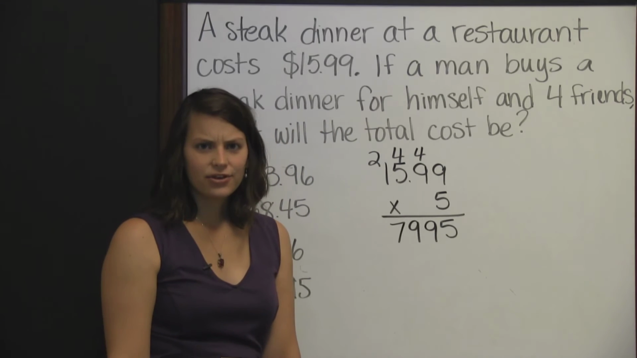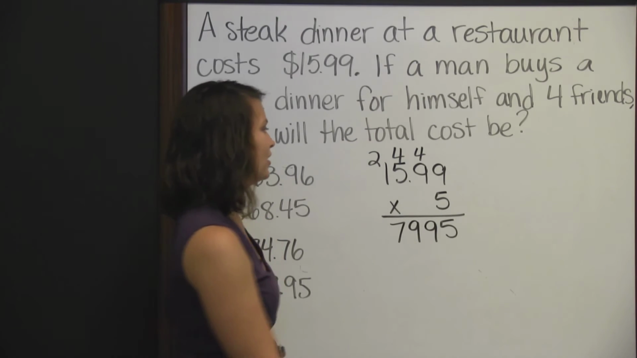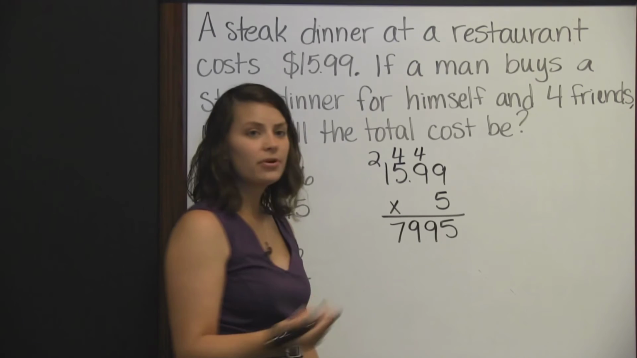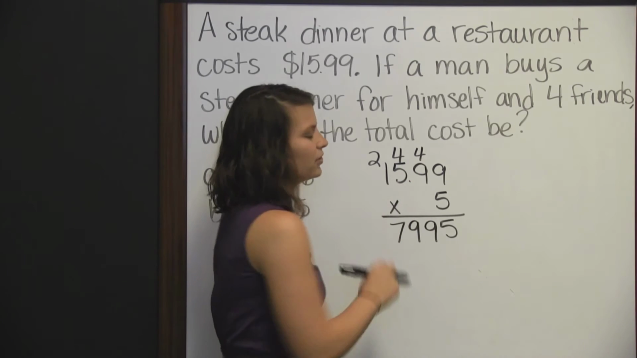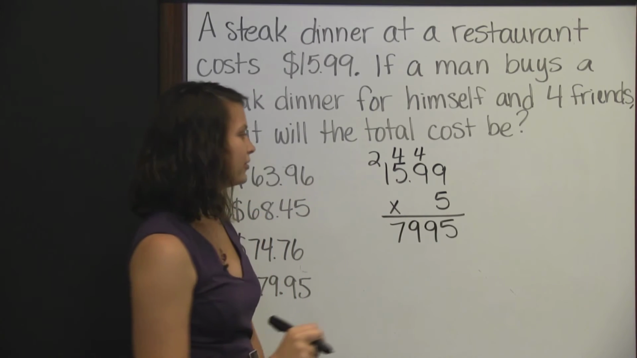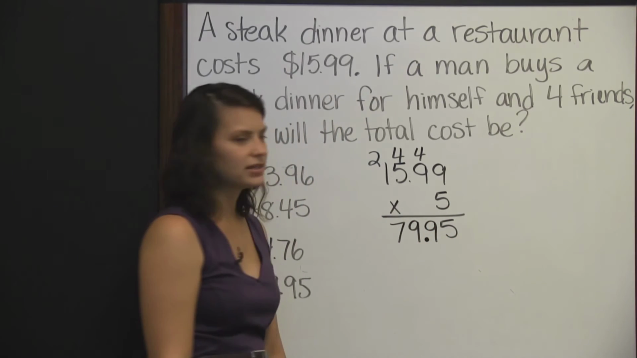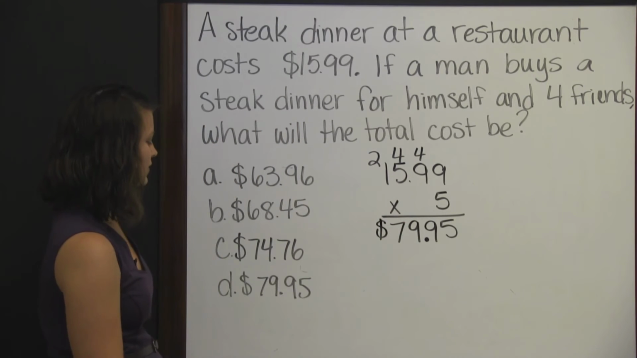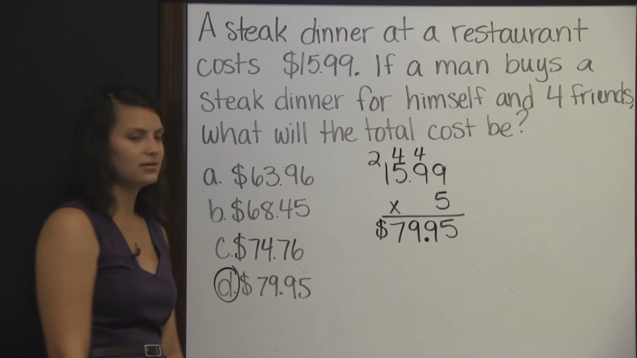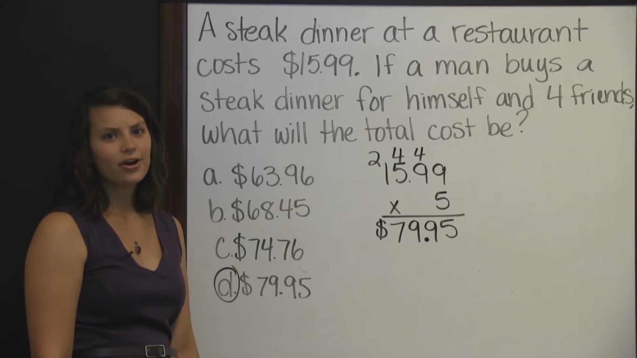And now looking at that answer, that looks way too big. And the reason for that is we haven't put our decimal place in yet. When multiplying numbers, the number of numbers behind the decimal place depends on the number of numbers behind the decimal in the two numbers you multiplied together. So here we have two numbers behind our decimal, and so we have two numbers behind our decimal in our answer as well. So the answer is $79.95, which is answer choice D. It's going to cost him $79.95 to pay for his steak dinner and the steak dinners of his 4 friends.